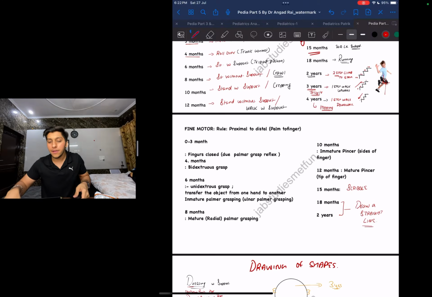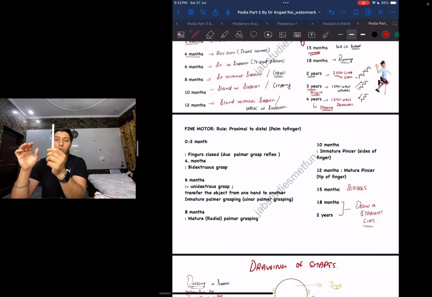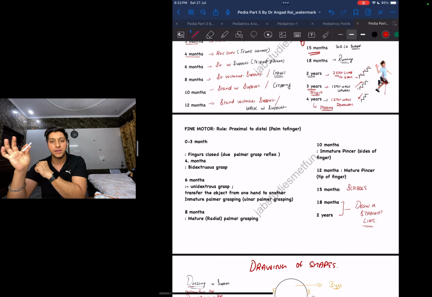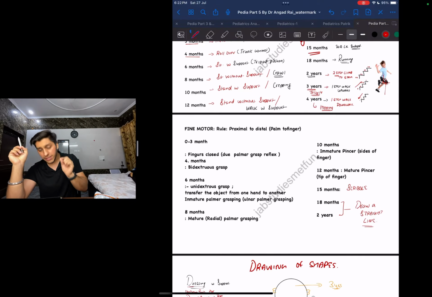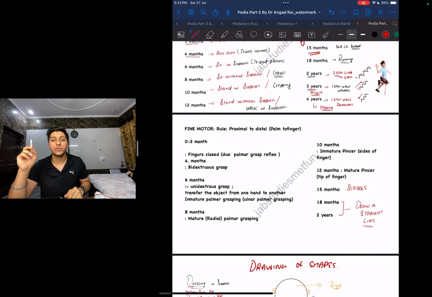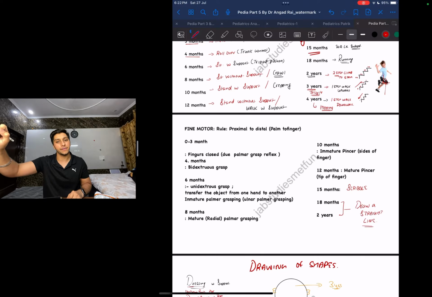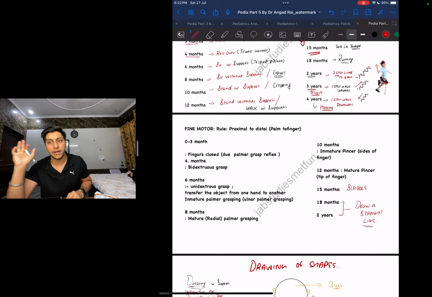What is pincer, guys? Is when you will be able to hold the object in between the 2 fingers like this. That is immature. Mature is when they will be able to hold it by the tips of the fingers. Immature is when you're able to do by side, and mature is when you're able to hold it like this by the tip. Okay, that is by 12th month. By 15th month, you will see that baby is able to scrabble. By 15th month, the baby is able to scrabble. By 18th to 2 years of age, they will be able to draw a straight line. Okay, by 18 to 2 years of age, the baby will be able to draw a straight line.